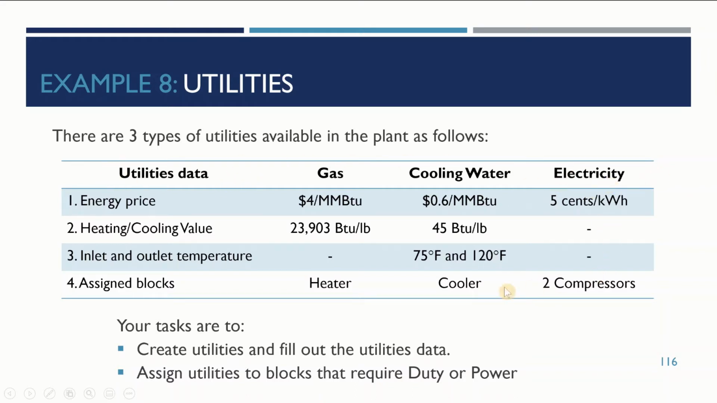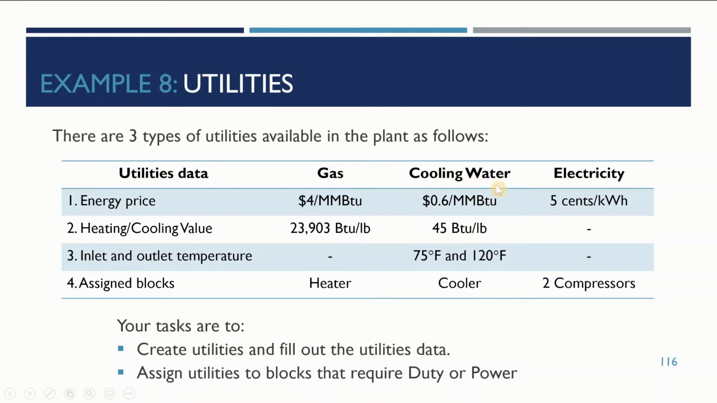In this table, there will be the information of each utility type regarding the energy price, heating and cooling value, inlet and outlet temperature, and the assigned blocks. For gas, the energy price will be $4 per MMBTU. The heating and cooling value will be 23,903 BTU per pound. And also the gas should be assigned to the block heater.